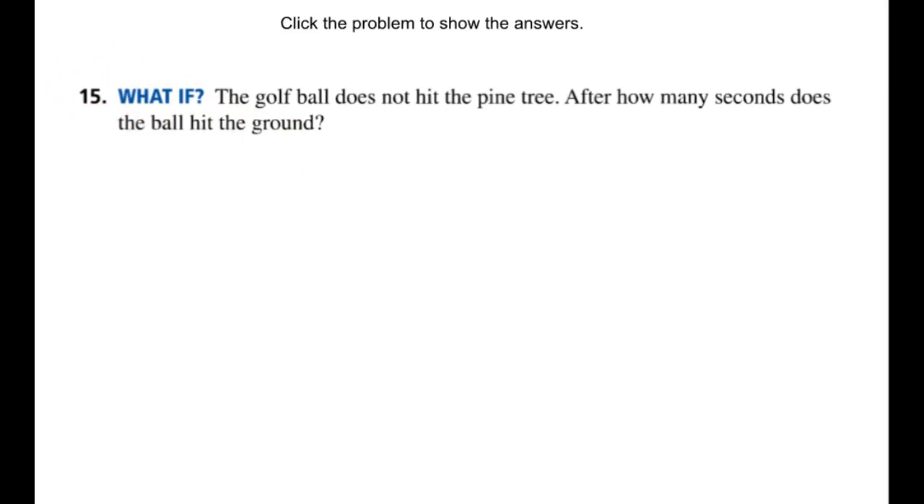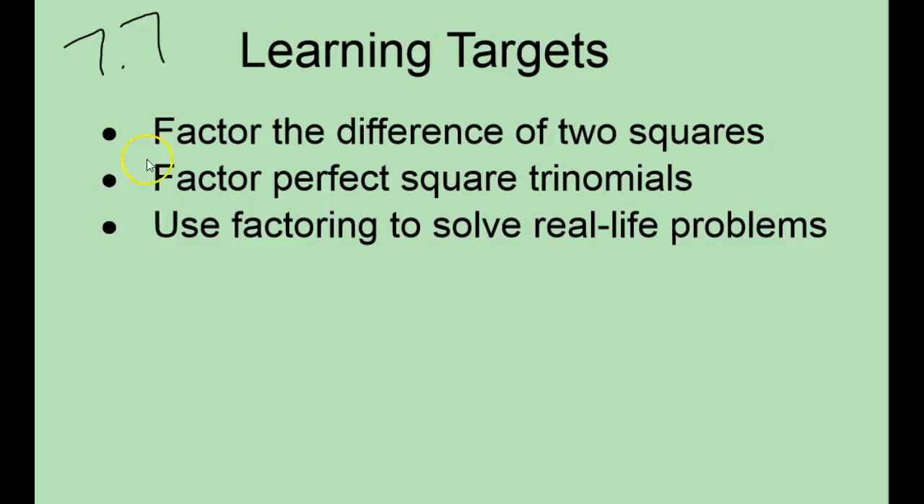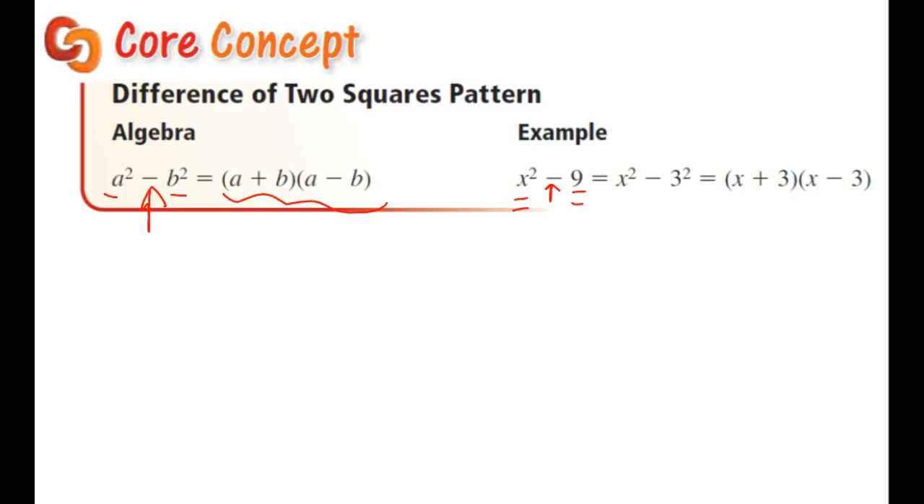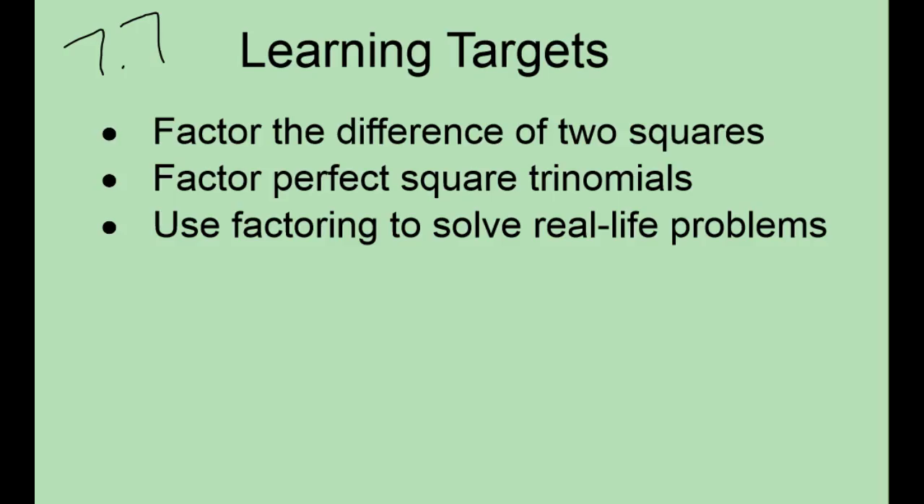So let's look back at our learning targets for the day. The first one was factoring the difference of two squares, right? And we saw that pattern on this page. This is my difference of two squares pattern. The first thing we always have to realize is we're subtracting, and we know the square root of the first term and the square root of the second term. Once we have those things, we know we're looking at the difference of two squares.